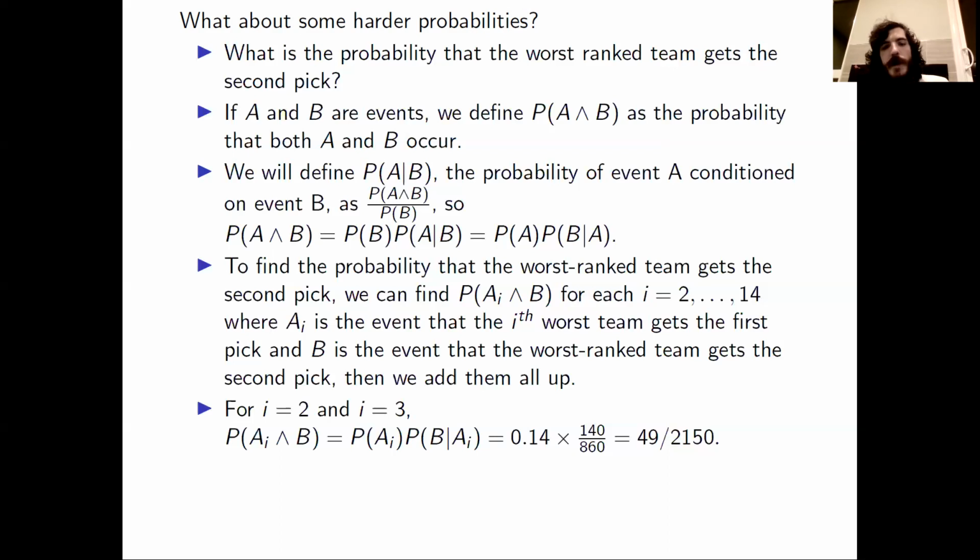For P of B conditioned on A_i, we get the number of combinations belonging to the worst team in our numerator. That's 140. And in our denominator, we get the number of combinations that do not belong to the ith worst team. And that is 1,000 minus 140, which is 860. So for P of B conditioned on A_i, we get 140 divided by 860. And when we multiply P of A_i times P of B conditioned on A_i, we get 0.14 times 140 over 860. And if we simplify that, it gives us 49 divided by 2,150.